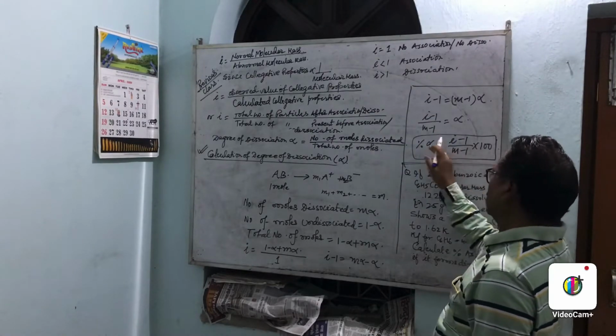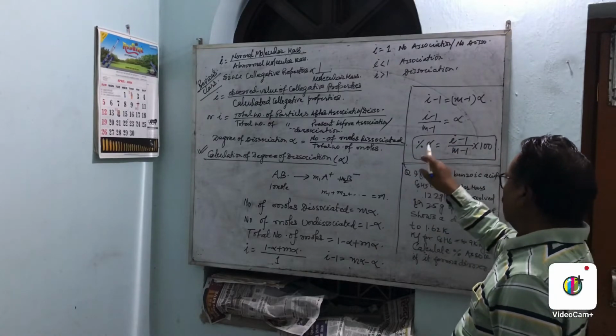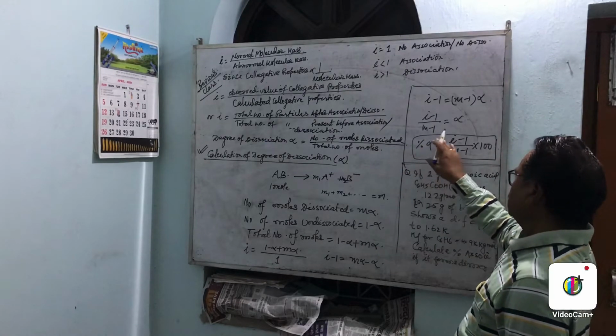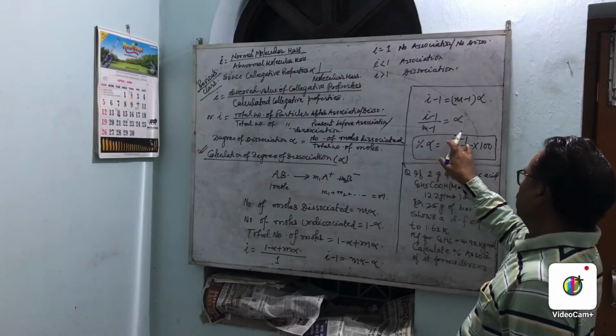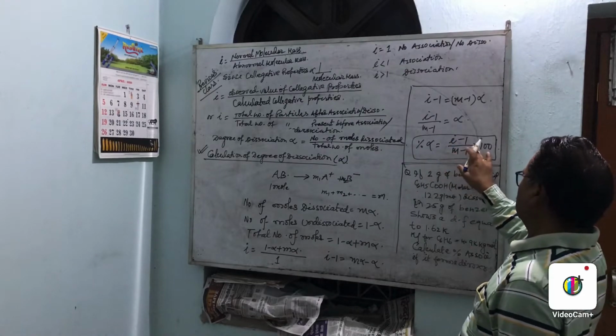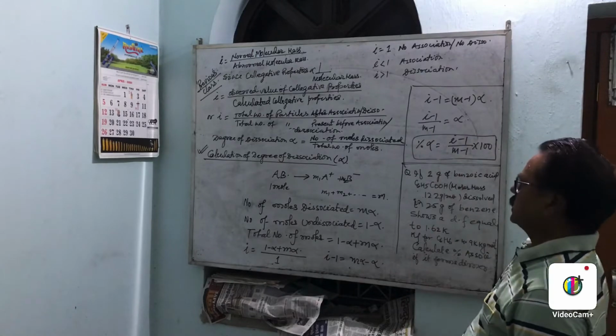When we solve the numerical, we apply this expression directly, where (i minus 1) over (m minus 1) into 100, this is called percentage alpha.